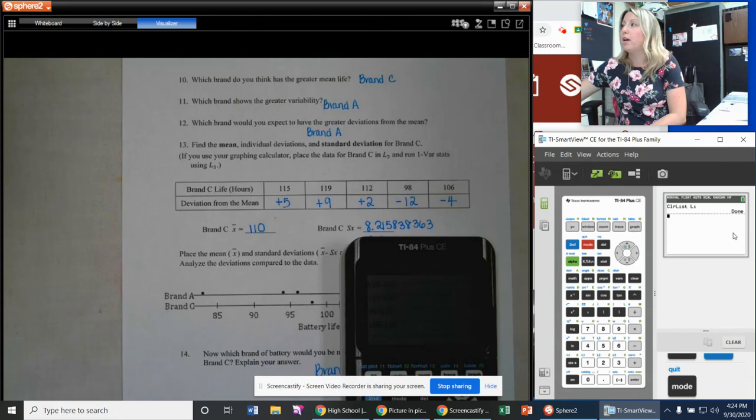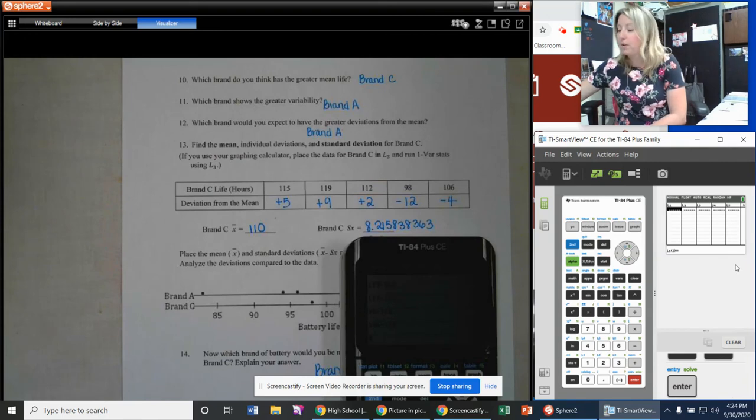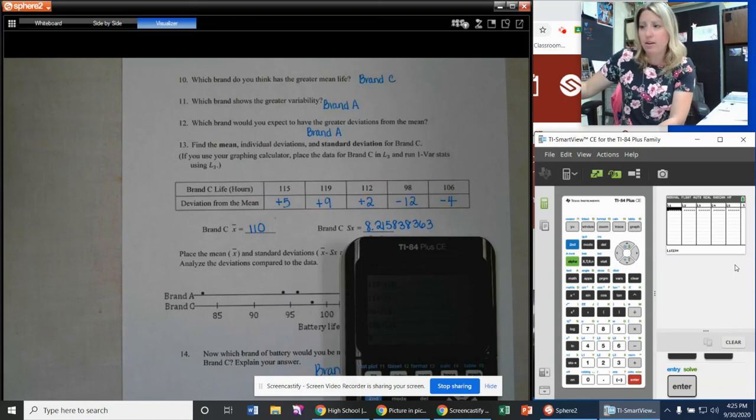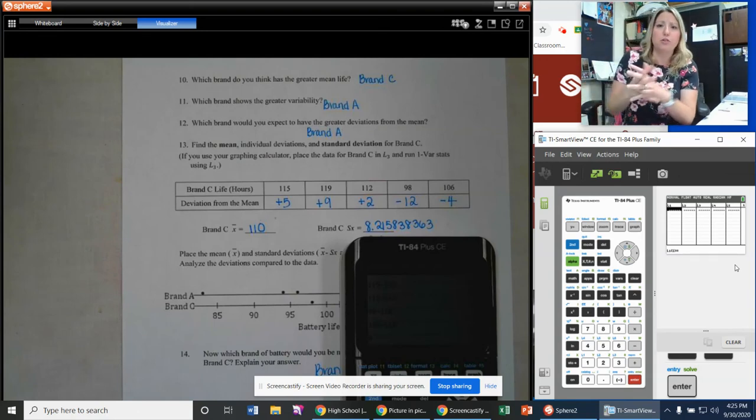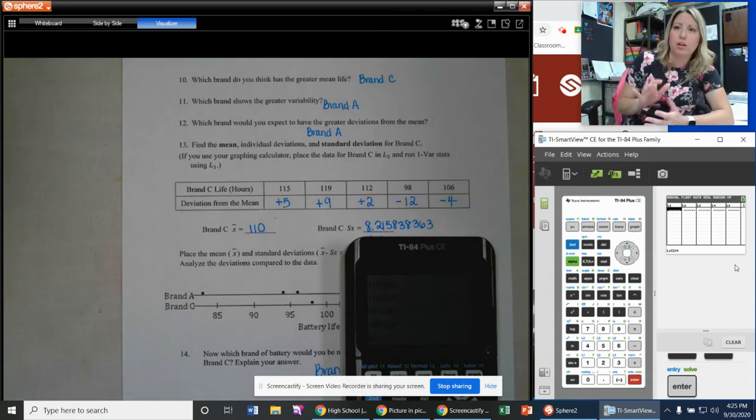Second and quit goes back to your home screen. Stat, enter, gets me to L1, L2, L3 to enter my data. Okay, if you have your number lock on, by the way, you can use that little number pad that's on your keyboard too to enter numbers and press enter. So that part you can do on the computer graphing calculator or the Chromebook graphing calculator.